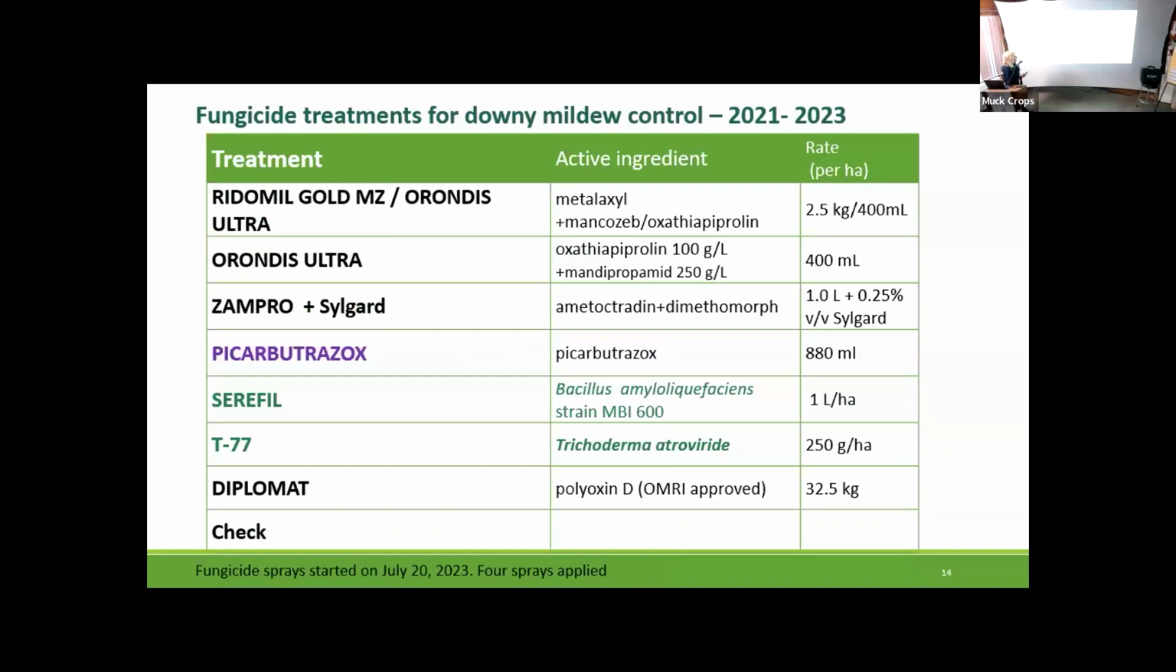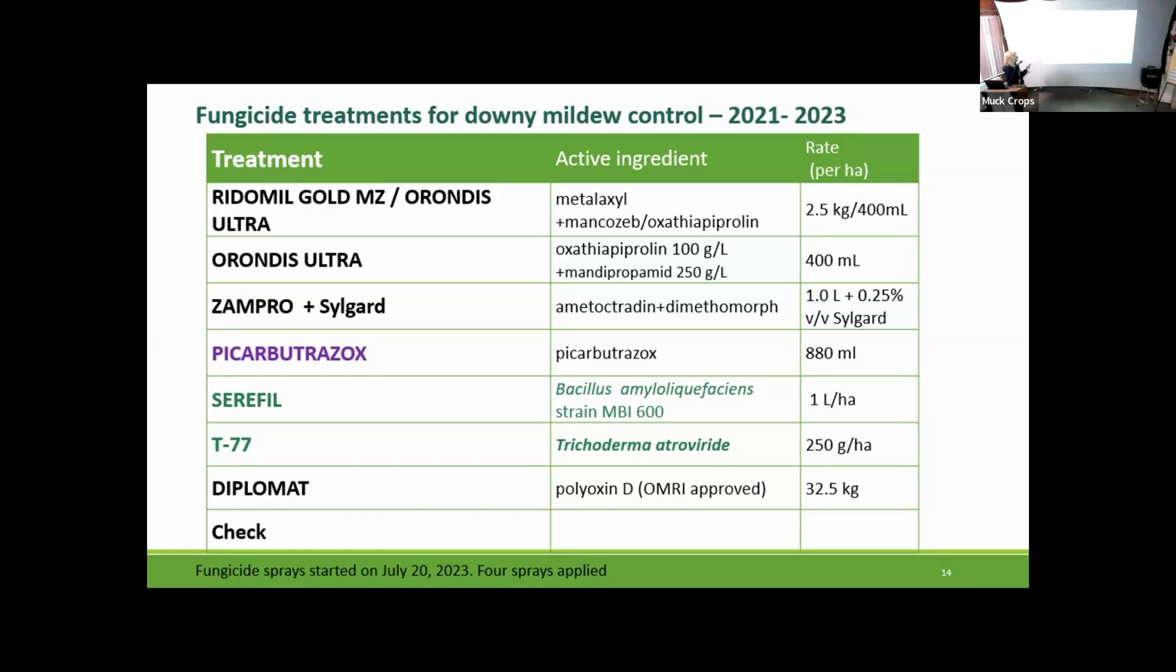So we've been looking at a number of products for onion downy mildew. The standard Ridomil's been around for a long time, and Orondis and Orondis Ultra has really been a standard for the past number of years as well, along with Zampro. So we're fortunate we have a few very effective fungicides registered for downy mildew.